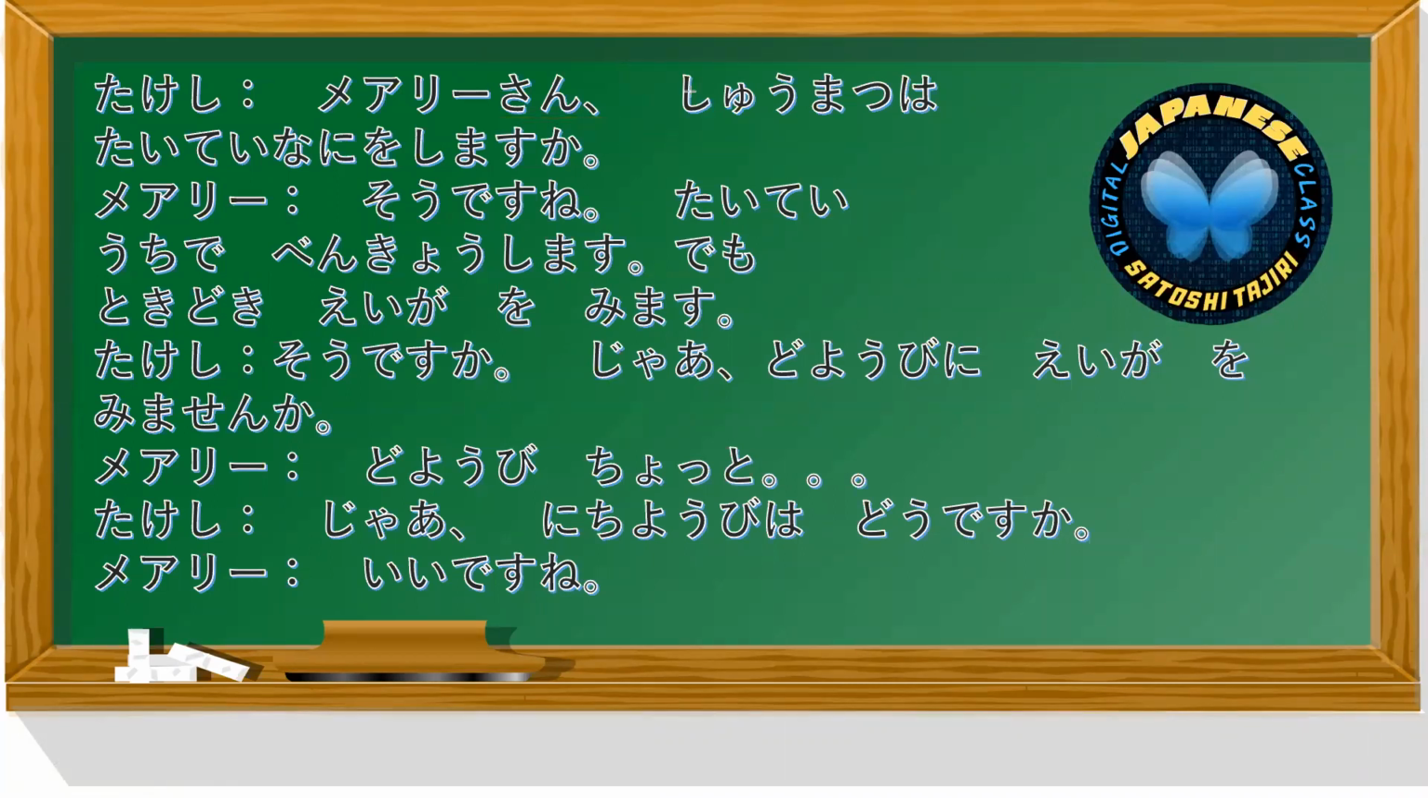Now, next one is shumatsu. The word shumatsu means weekend. Then we have wa, which is our topic marker. Then we have the word taite. Taite means usually. This is our adverb, usually.